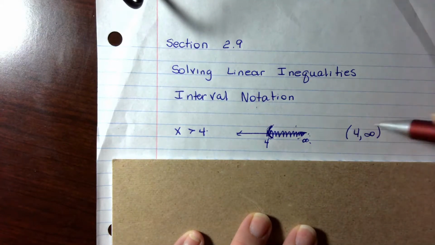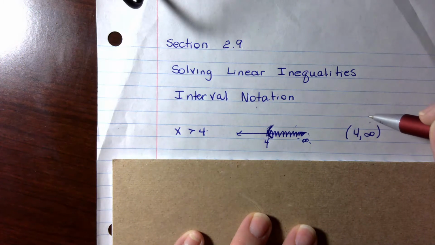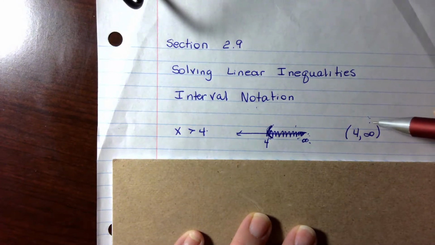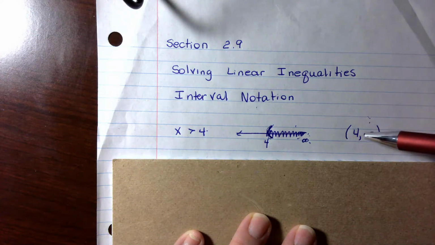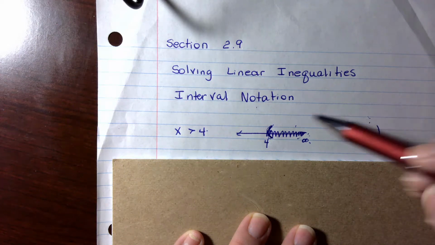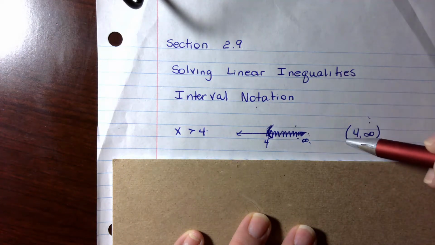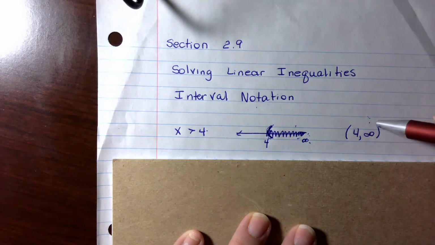What you might not have seen is this, which is called interval notation. And it's just a third way of writing the very same thing. What this says is start at 4 and go to infinity. The parenthesis tells me that the 4 is not included, and you always use a parenthesis with infinity.